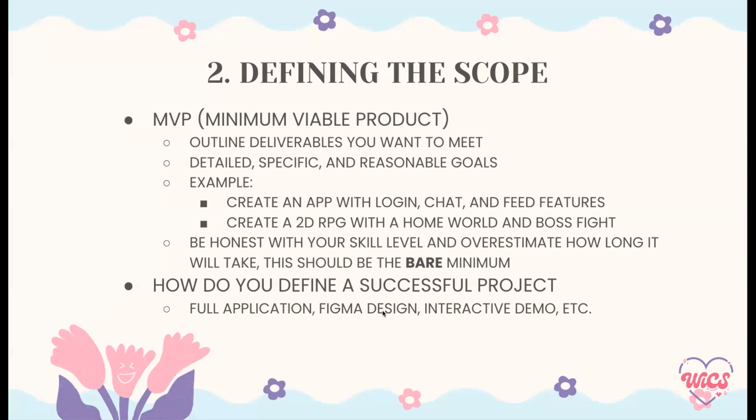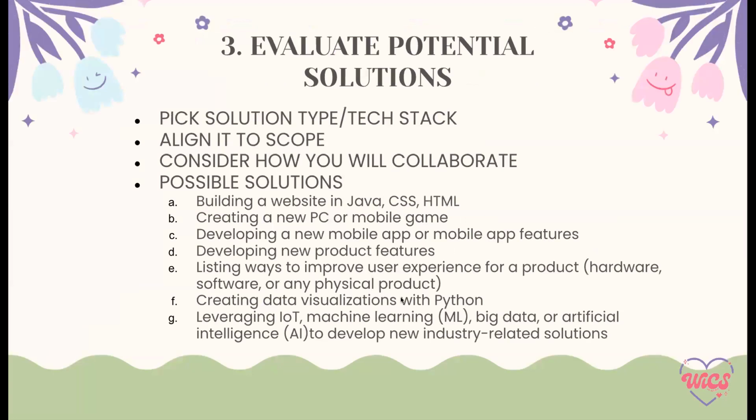So step 3, evaluating your solution. Pick a solution type or tech stack. If you really want to build an app, it would be like, I choose this language, Swift, React. Align it to the scope of your project. Don't pick something that's really complicated to do for a really simplified problem. Like you aren't going to use Unity to create an app about a social issue.